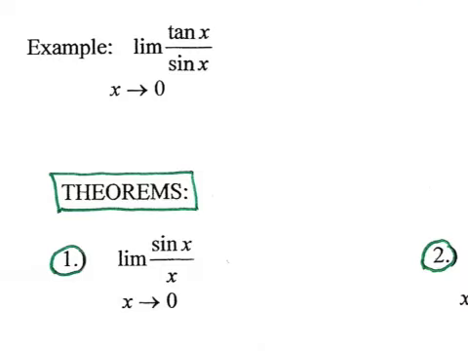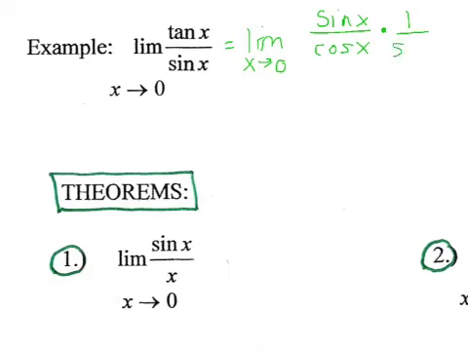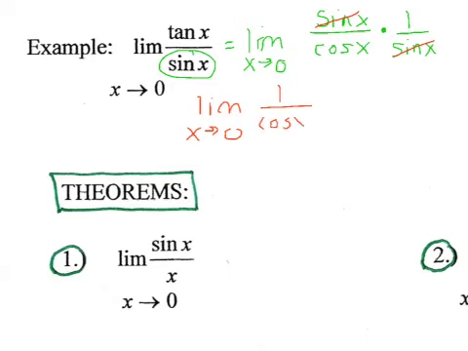But we do remember that the tangent of x is the same as sine x over cosine x. So we're going to rewrite this as the limit as x approaches 0 of sine x over cosine x times 1 over sine x. So we'll take this sine x that was in the denominator and write it as 1 over sine x. Now this is good because we can cancel out our sine x's. So we're left with the limit as x approaches 0 of 1 over cosine x.